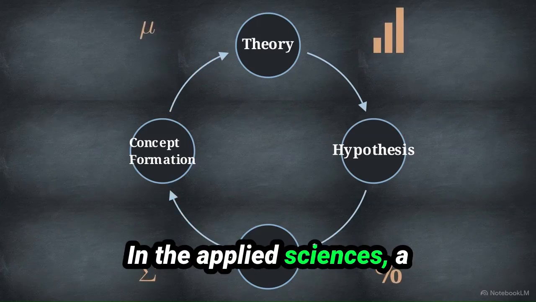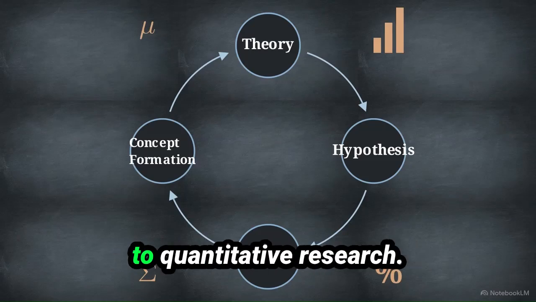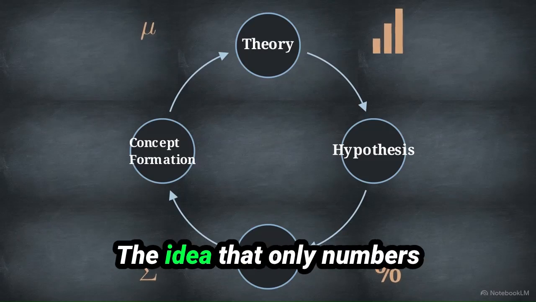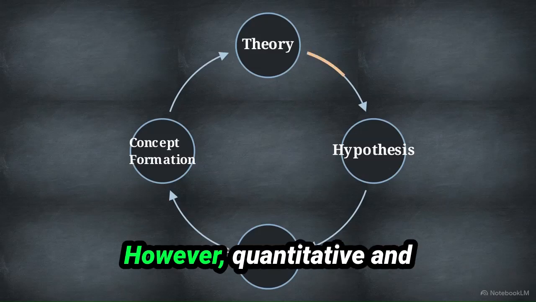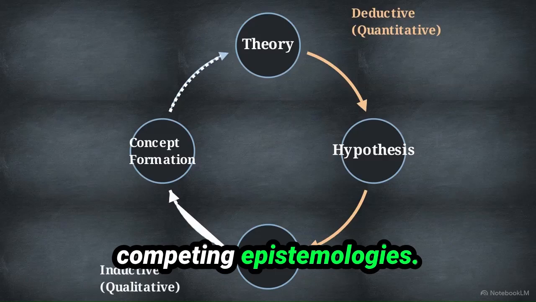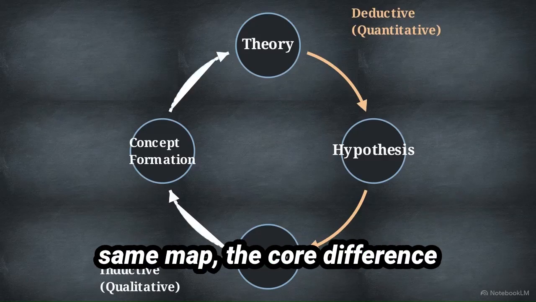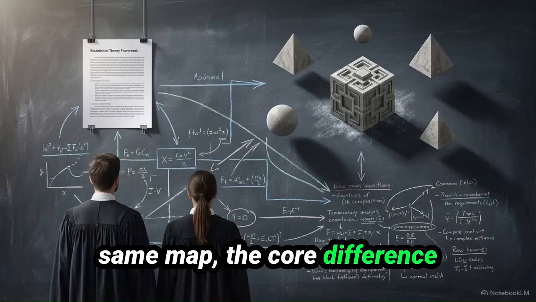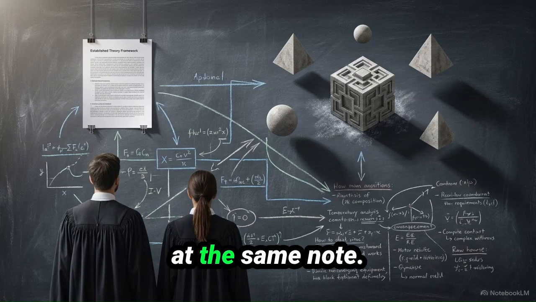In the applied sciences, a persistent bias assumes this machinery belongs entirely to quantitative research, the idea that only numbers and statistics follow this disciplined path. However, quantitative and qualitative methods are not competing epistemologies. They act as distinct vectors moving across this exact same map. The core difference lies first in where each method enters the cycle. They do not start at the same node.